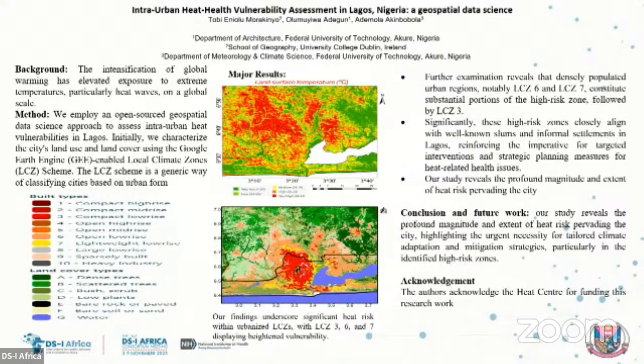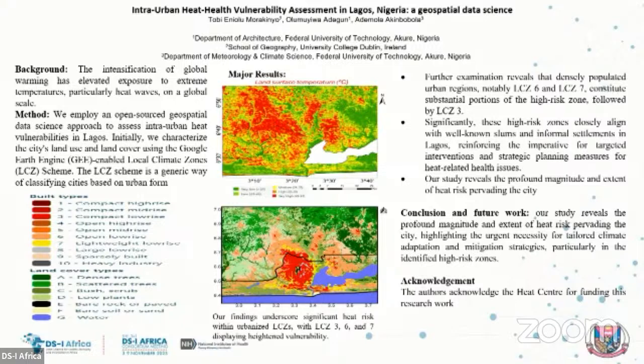That is why it is necessary to look at different urban structures within a city. We look at the LCZ, which is local climate zone, and that local climate zone is a generic way to classify cities in terms of urban forms. And this is drawn from WUDAPT, the World Urban Database and Access Portal Tools, which is being used to classify the cities.